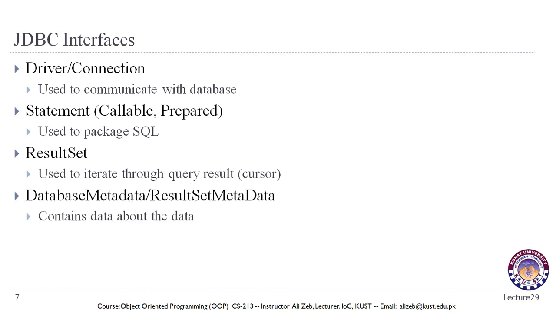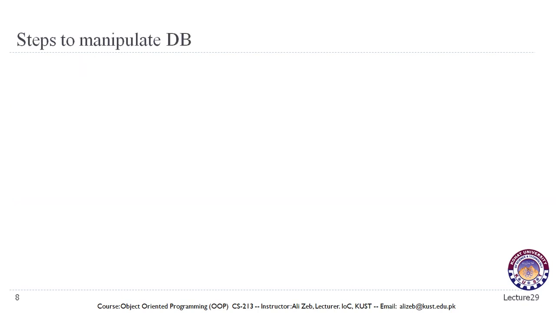Database metadata and ResultSet metadata: metadata contains data about the data. The metadata is usually the information or the details that we require about the database. For example, the data types of our columns, the number of columns in our tables. These are the different details that we have about the data.